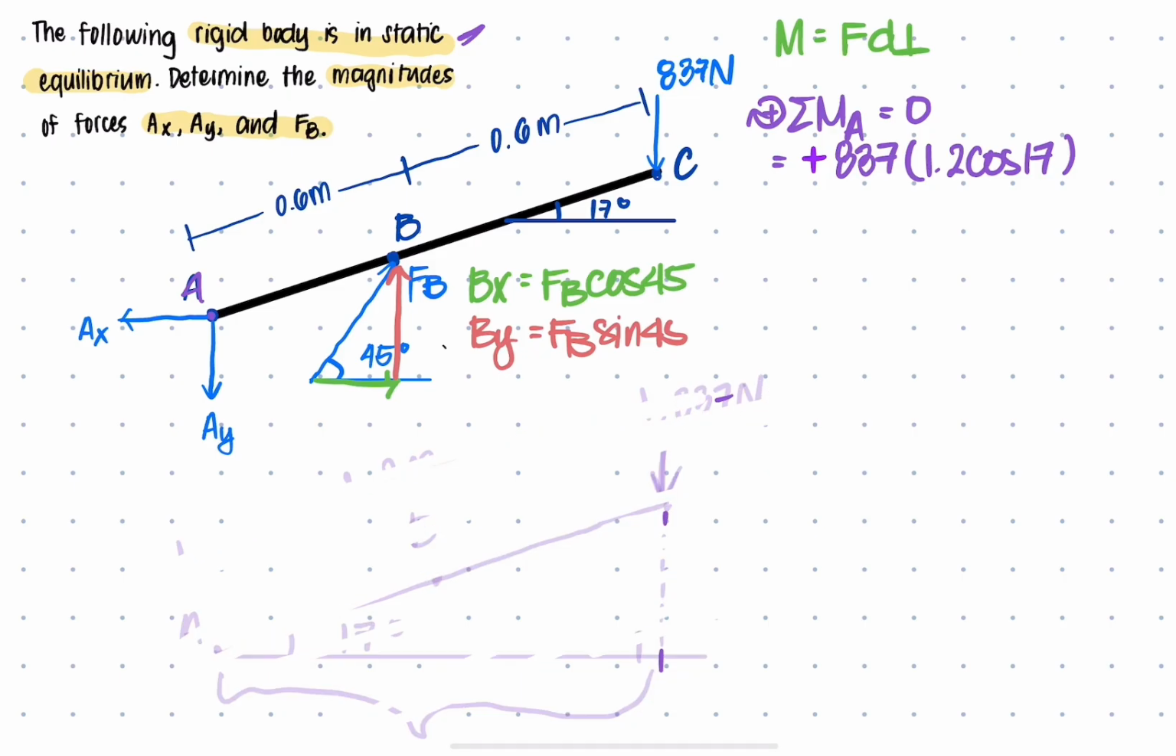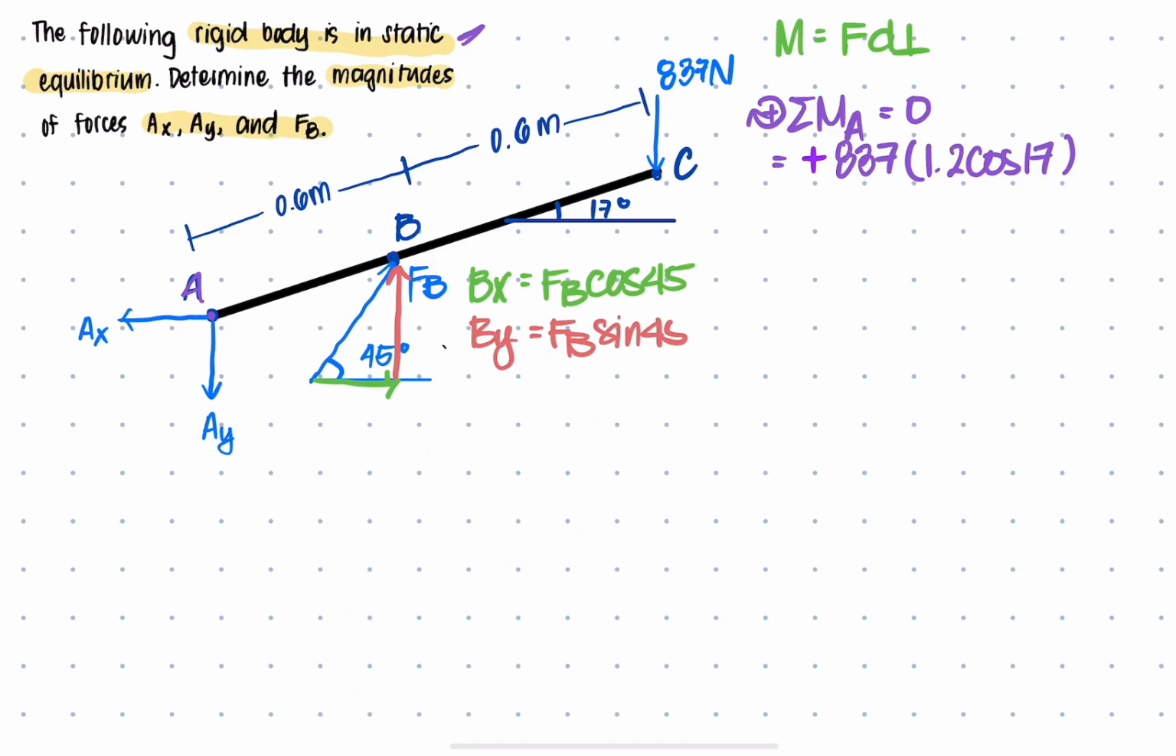Consider naman natin yung iba pang forces na nag-a-act dito sa ating rigid body. Dito sa B, may dalawa tayong force na nag-a-act dyan, yung x component at yung y component nung FB. Okay? So, sige. Unahin siguro natin yung y component. So, ito siya. Diba? Ito yun. Okay? Si BY.